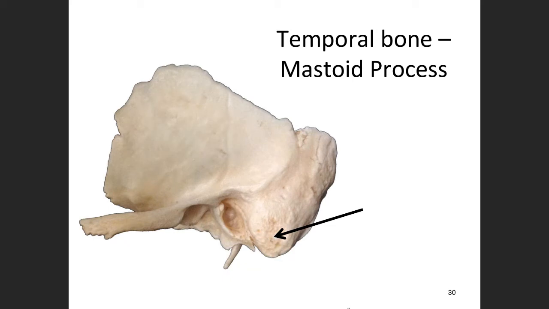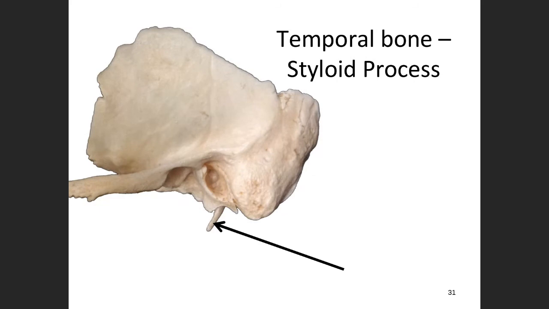Now what we're going to do is draw forward here a little bit, and we see this little pointy projection coming off of the bone here, inferior to the acoustic meatus, and that's called the styloid process. Again, a process is a projection off of the bone. This looks like a stylus, if you ever have a stylus for any tablets or whatnot, so we call this the styloid process.